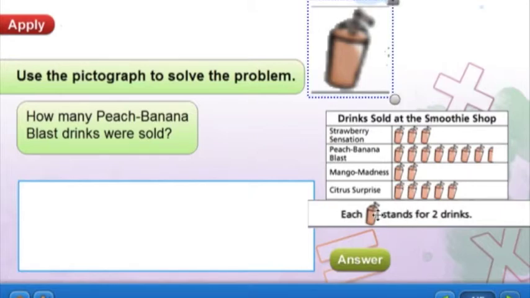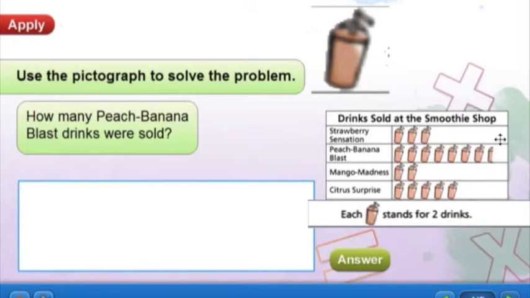It says each of those stands or represents 2 drinks. So every time we count, we have to count by 2. We need to find out how many peach banana blast drinks were sold. So we look on our chart, and there's strawberry sensation, peach banana blast, mango madness, and citrus surprise. Let's count the peach banana blast. 2, 4, 6, 8, 10, 12, 14.